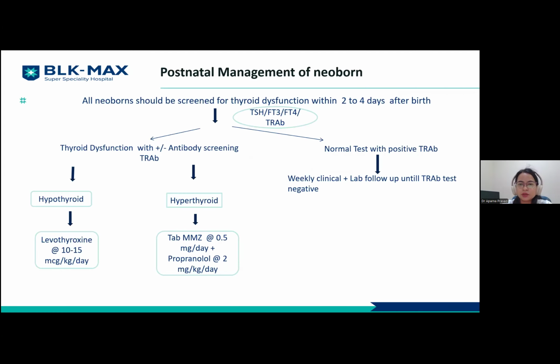So the postnatal management of the newborn: all newborns should be screened for thyroid dysfunction within 2 to 4 days after birth, in which we screen TSH, free T3, free T4, and TSH receptor antibody. There can be two possibilities. There can be a normal test with positive thyroid receptor antibodies, in which we have to do weekly clinical plus lab follow-up until the thyroid receptor antibody tests are negative. Second, we can have thyroid dysfunction with antibody screening positive or negative. Depending upon the thyroid function, hypothyroid will be treated by levothyroxine and hyperthyroid will be treated by tablet methimazole and propranolol.